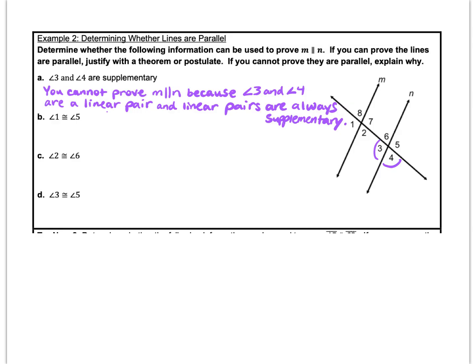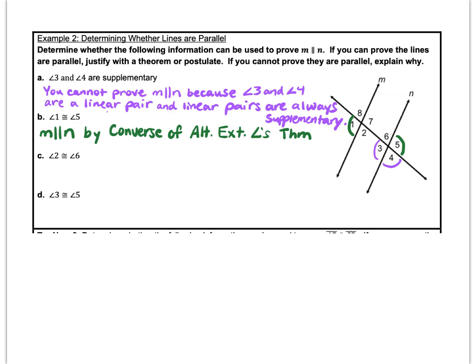All right, let's check out angle 1 and angle 5. Here's angle 1 and angle 5. They are congruent. Notice that angle 1 and angle 5 are a pair of alternate exterior angles. And we know by the converse of the alternate exterior angles theorem that M is parallel to N. And I'm using the converse of alternate exterior angles theorem.